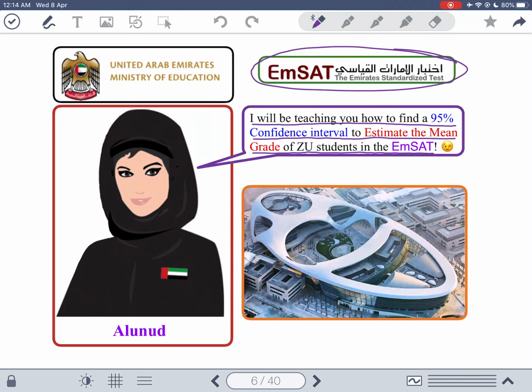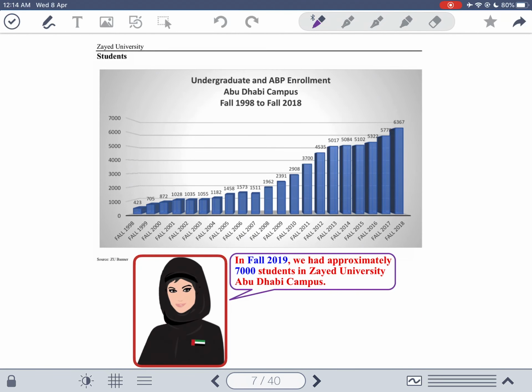You know, in order to be enrolled at Zayed University, you must get a specific grade on each of the subjects. Okay, so let's say that we are doing English, for example. You have English, math, chemistry, and physics. But let's say that Leonids is interested for now in English. Okay, so Leonids, of course, is very smart. So she goes to the university website and she looks at the number of students enrolled in Zayed University. She looks at the undergraduate and the academic bridge program enrollment in Abu Dhabi campus.